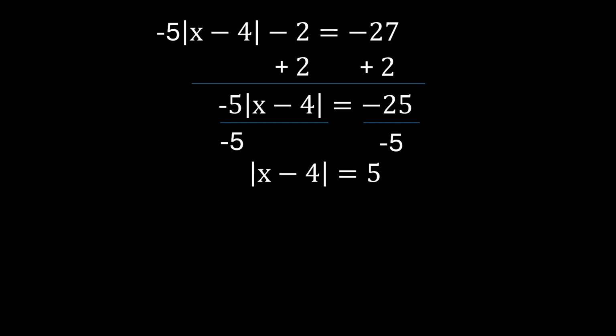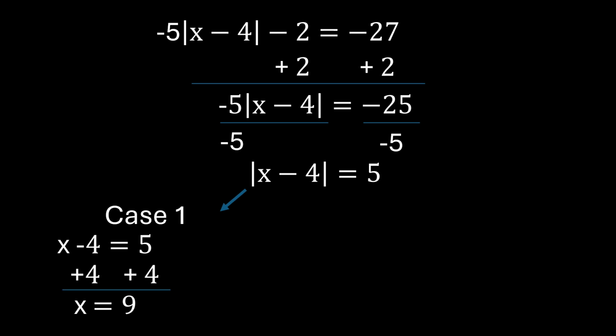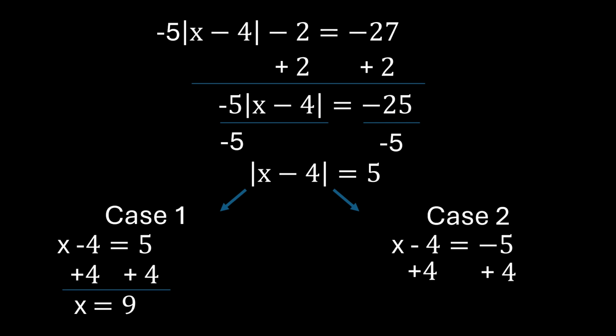Now remember, with absolute value, I'm looking at what can go in that absolute value that is 5 spaces from 0. Well, 5 could go in there, meaning x minus 4, for my first case, is equal to 5. I can add 4 to both sides, and I get x is equal to 9. So 5 can go in the absolute value, or -5 can go in the absolute value. So my second case would be x minus 4 is equal to -5. Again, I'm going to add 4 to both sides, and that's going to give me x is equal to -1. So I have two solutions to both problems that we saw.